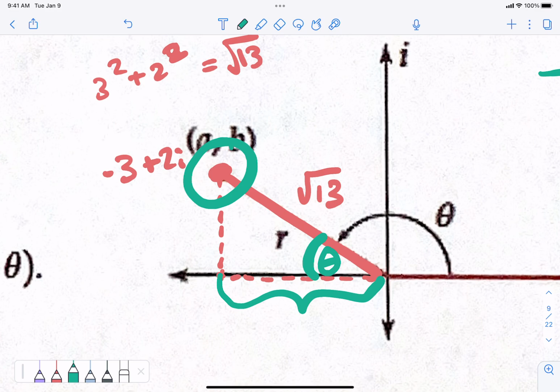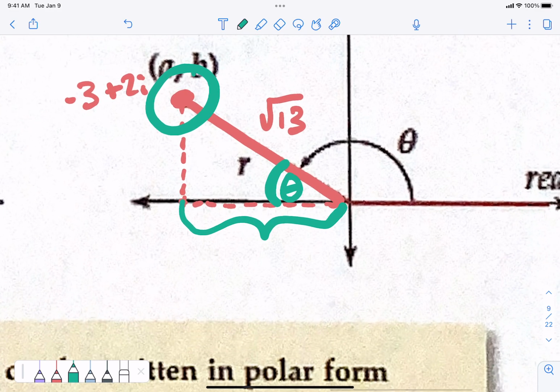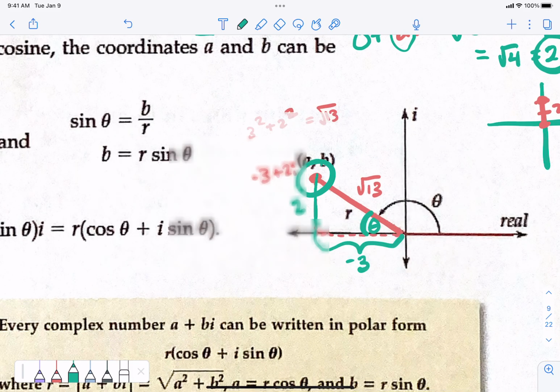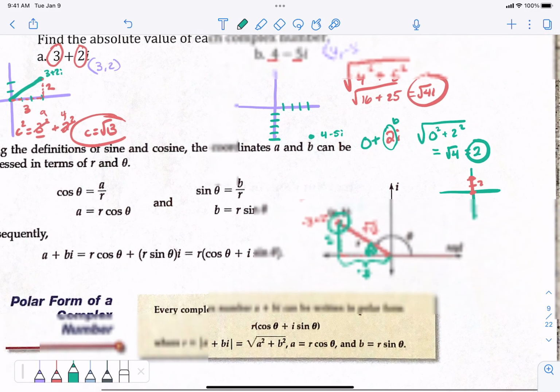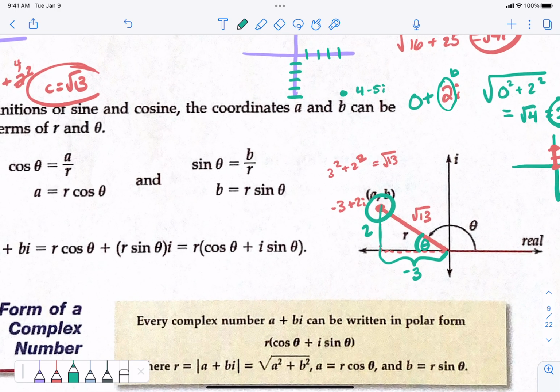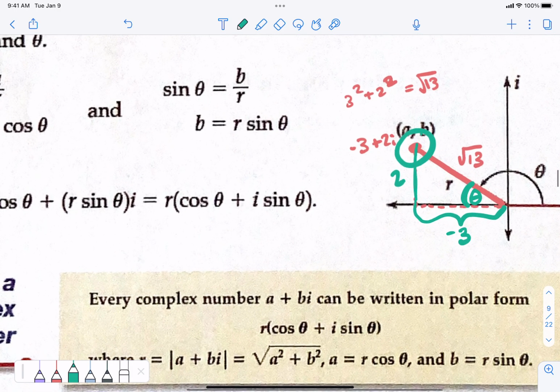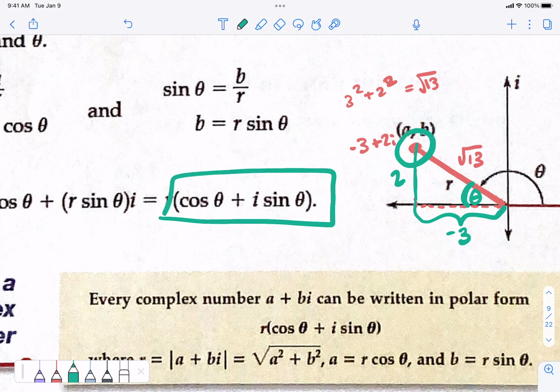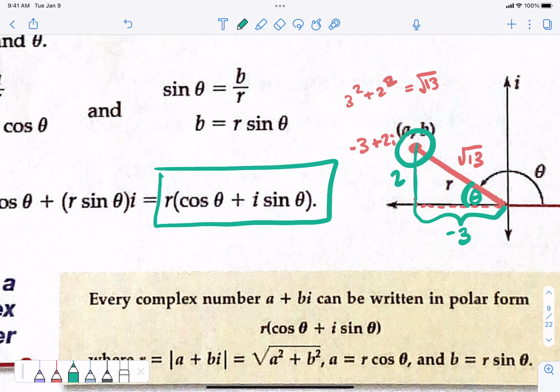So let's look at this side of my triangle. What length is that, that bottom side of my triangle? We've got negative 3. And over here, this has a height of 2. We're going to use sine and cosine of all this stuff to figure out where that dot is located. They say write it in polar form. Polar form is going to look similar to this right here: r times cosine of theta plus i sine of theta. Let me show you how this works.